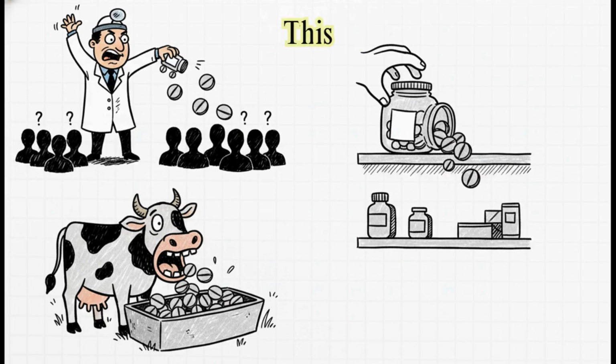behind to multiply. This happens through the irrational prescription of broad-spectrum antibiotics when they really aren't needed. It happens through poor regulation, like over-the-counter sales that let people self-medicate for a simple viral cold, which antibiotics don't even treat. And massively, it happens in agriculture, where antibiotics are pumped into livestock not to cure sick animals, but just to make them grow faster.